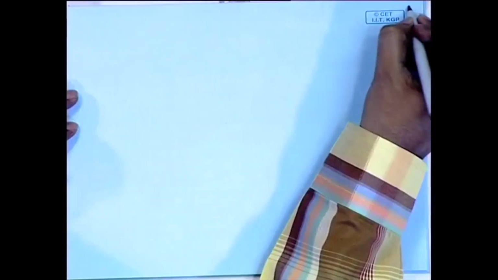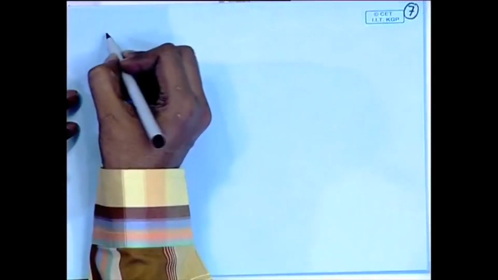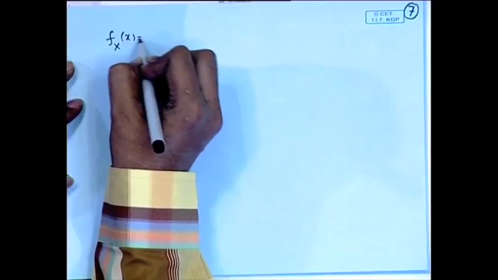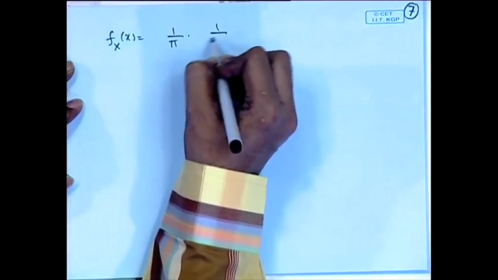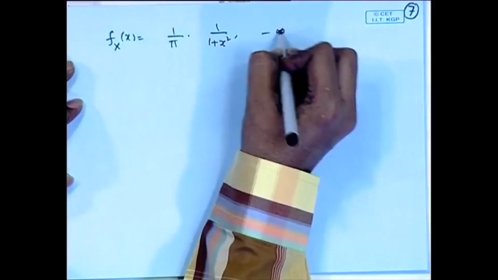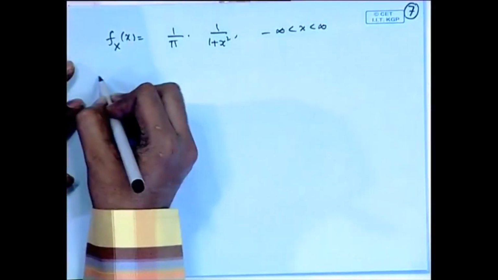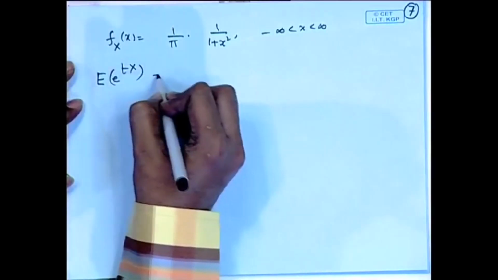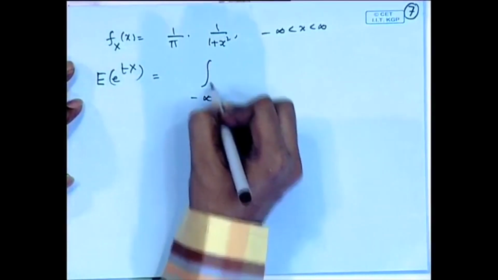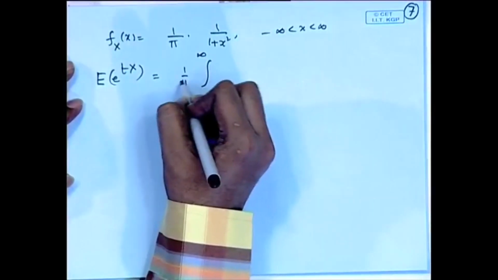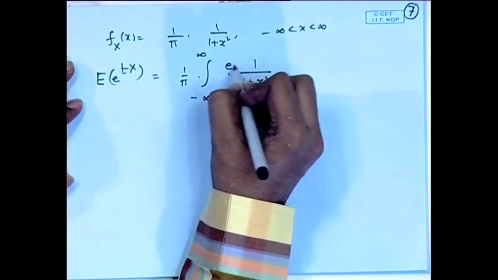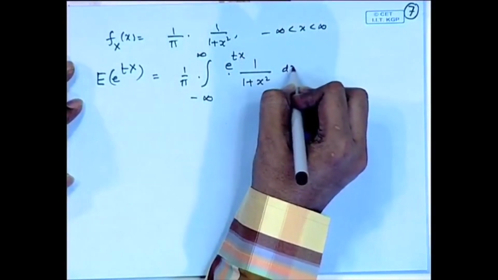We may have a case that the moment generating function may not exist. Let us consider. Suppose you take f(x) equal to 1 by pi, 1 by 1 plus x square. So if I look at the expectation of e to the power tX, then it is equal to the integral from minus infinity to infinity of 1 by pi, 1 by 1 plus x square, e to the power tx dx.